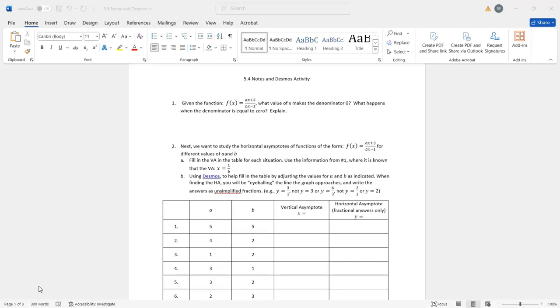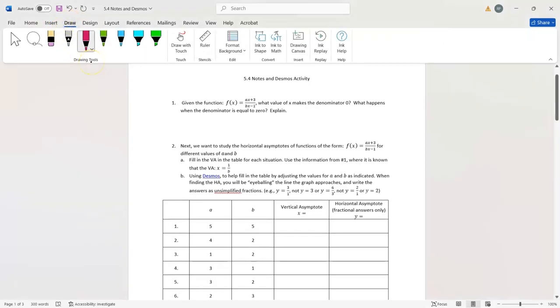To get us started, let's look at this function: f of x equals ax plus 3 over bx minus 1. We can see that ax plus 3 is a linear function, and bx minus 1 is also a linear function. So we have a linear function divided by another linear function. What value of x makes the denominator 0? This helps us figure out the vertical asymptote, which is created by making the denominator 0.